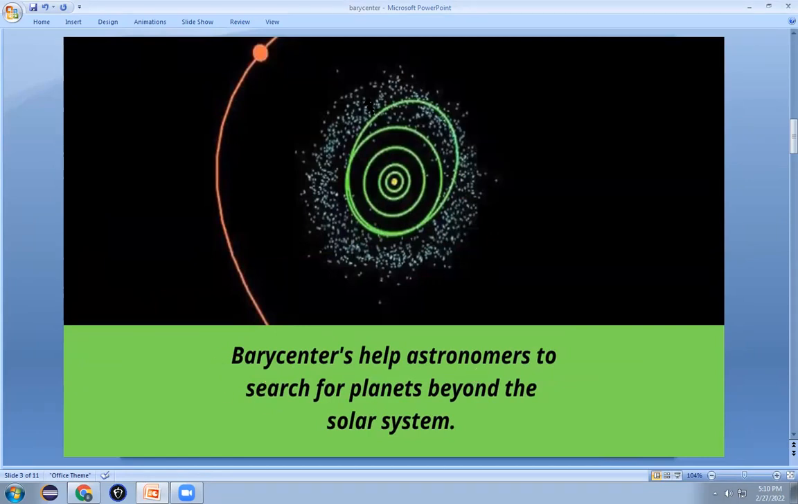Now let's see. I'll give you an example. All the planets orbit around this barycenter. We discussed earlier, they orbit around the common center of mass, which is the barycenter. So while they are orbiting, it seems as if they are wobbling.